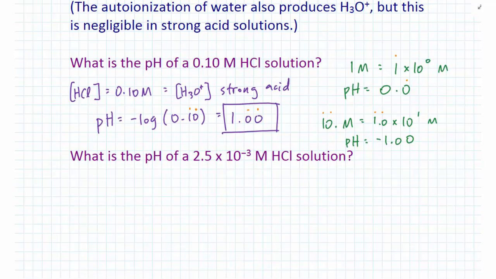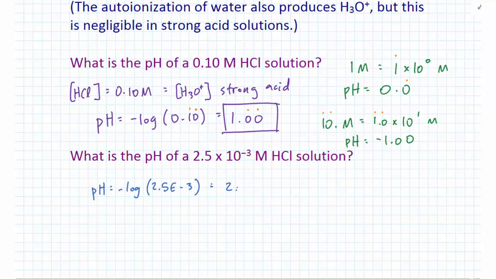Okay? So HCl solution, 2.5 times 10 to the -3. What is that pH? 2.60, pH is negative log of 2.5 times 10 to the -3, 2.60. Okay. We can do that with any strong acid. What would be the pH of a 2.5 times 10 to the -3 molar nitric acid solution?